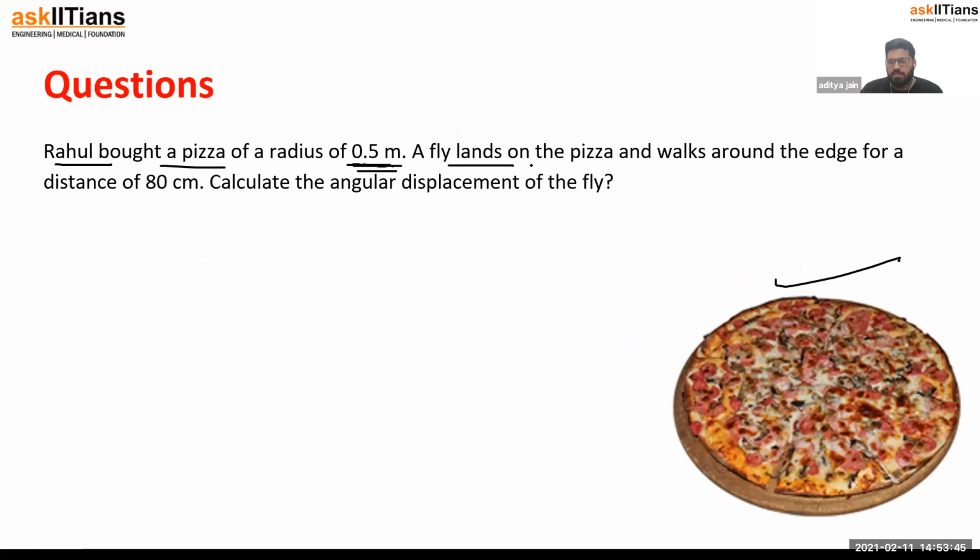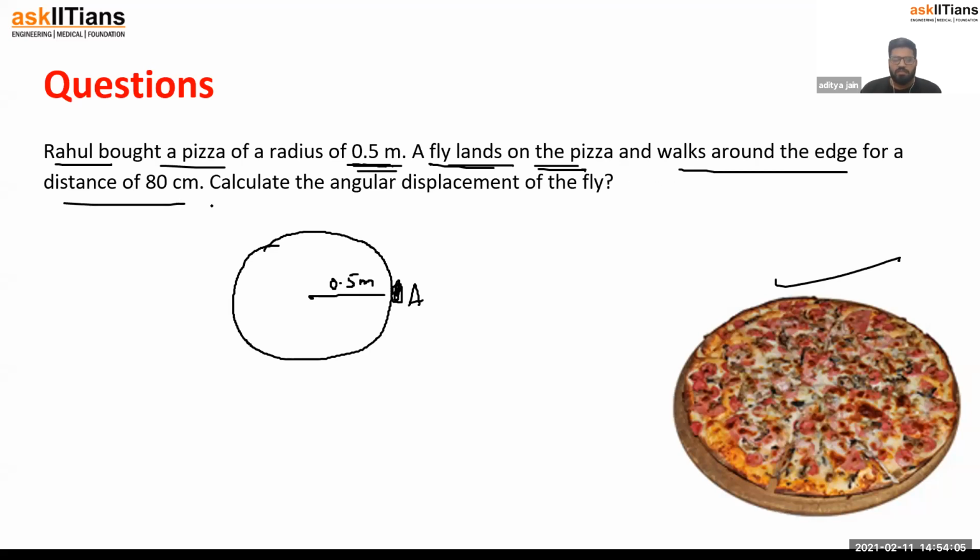A fly lands on the pizza. So the fly has been attracted towards the pizza. Suppose I'm making the situation: this is a pizza of radius 0.5 meter. Suppose a fly has landed here. This is the fly. The fly has landed at position A and walks around the edge for a distance of 80 centimeter. So it has walked around the edge like this, for a distance of 80 centimeter. So what is required?